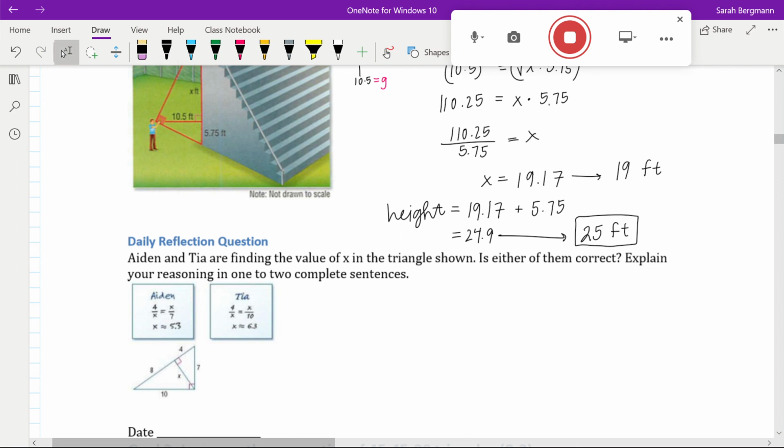Finally, I'd like you to read this question and answer it, please. Aiden and Tia are finding the value of x in the triangle shown. Is either of them correct? Please explain your reasoning in 1 to 2 complete sentences.